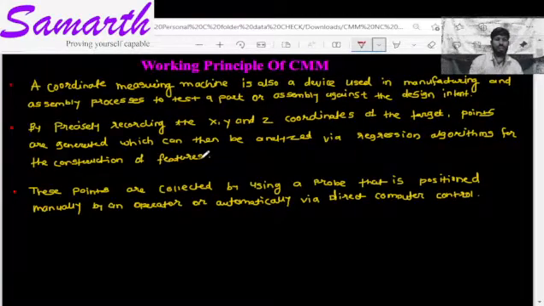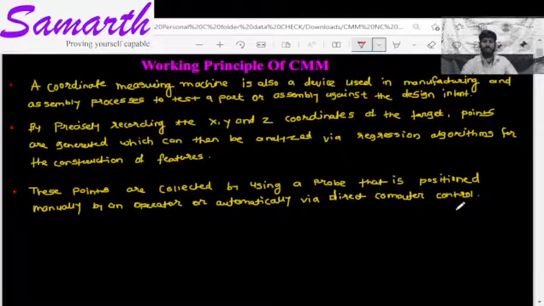By precisely recording the X, Y, and Z coordinates of the target, points are generated which can be analyzed by regression algorithms for the construction of features. Any feature, let us say it is a triangular, rectangular, or any irregular feature also. These points are collected by using a probe that is positioned manually by an operator or automatically via direct computer control. I have shown you one example. It is not necessary the bridge structure will be there everywhere. Different types of designs are also available in market for the CMM.